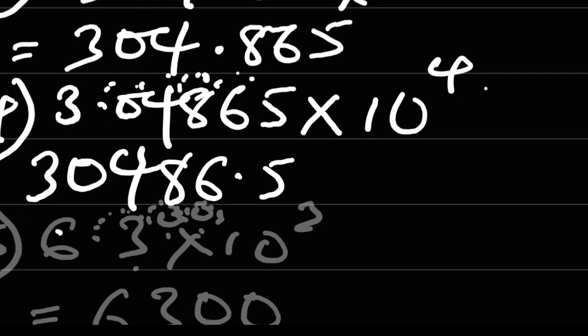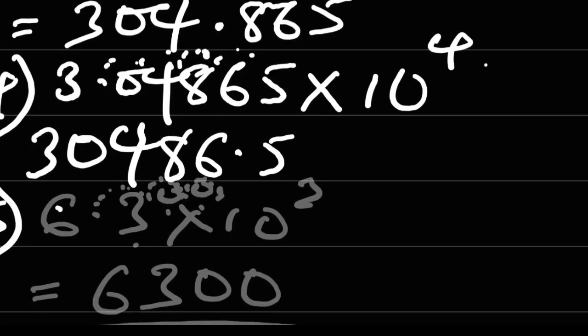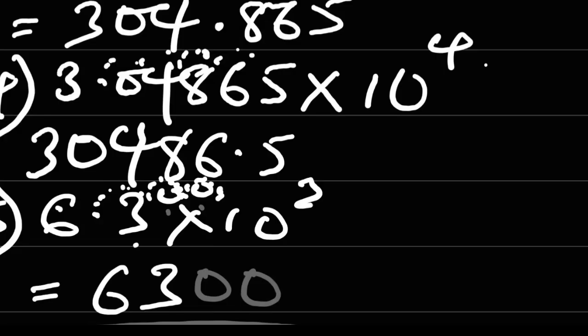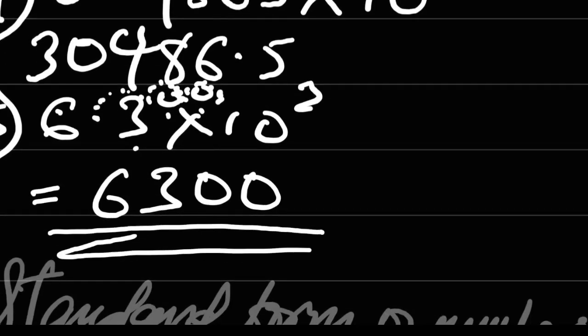Then the last one, number 5, we have 6.3 times 10 raised to the power of 3. That means the decimal will move 3 times. We move 1, 2, 3. Then these empty spaces we will fill with 0. That will be 6300. That's the answers.